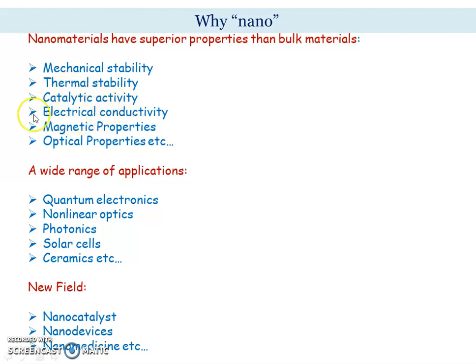So nanomaterials have good electrical conductivity. In bulk material, so many collisions happen between the electrons in the small region itself, so it offers more resistance. But in the case of nanomaterials, the electron motions are constrained, and there is ballistic motion of electrons, which means the electrons are moving like a bullet, a stream of bullets.